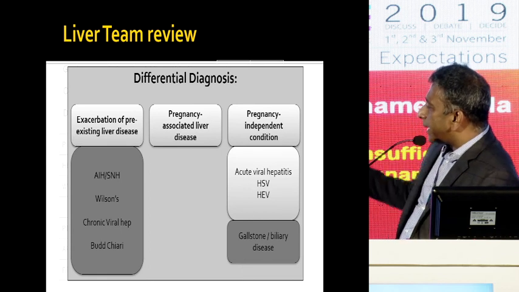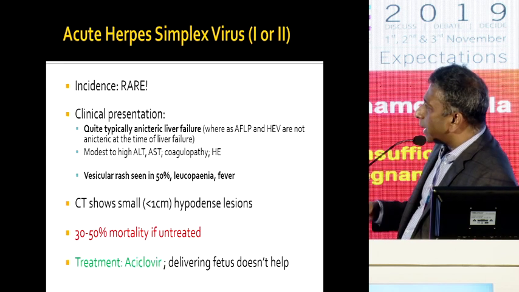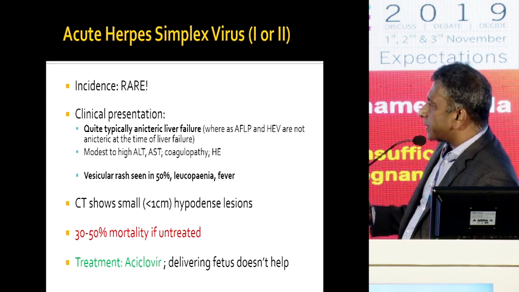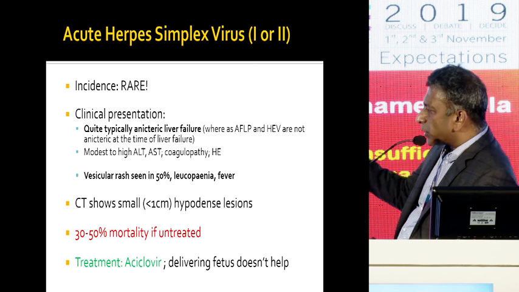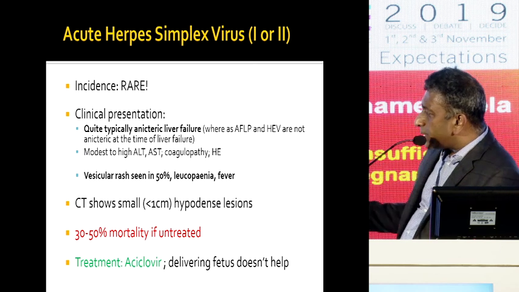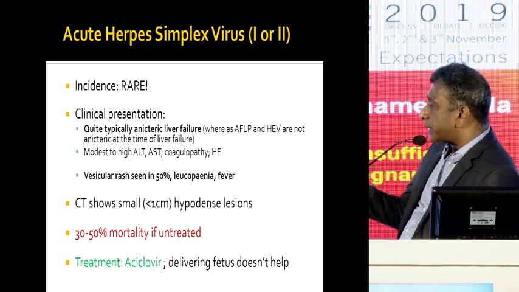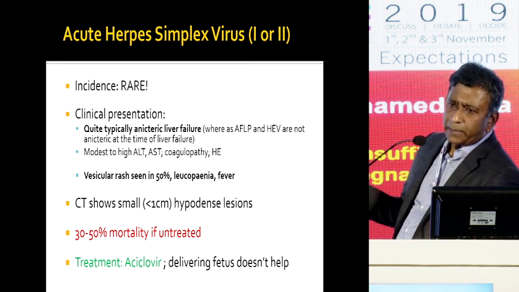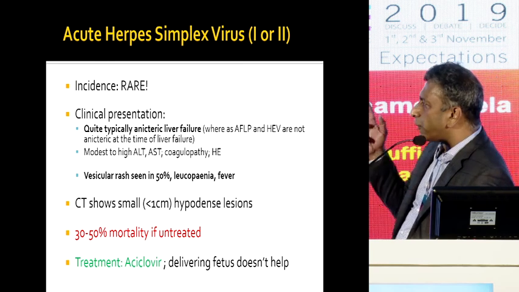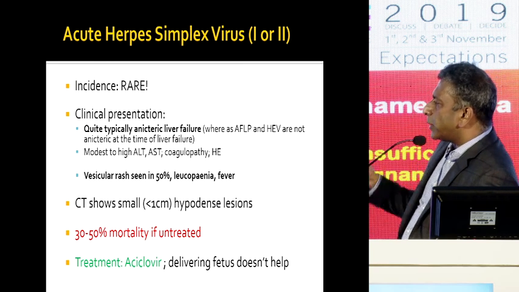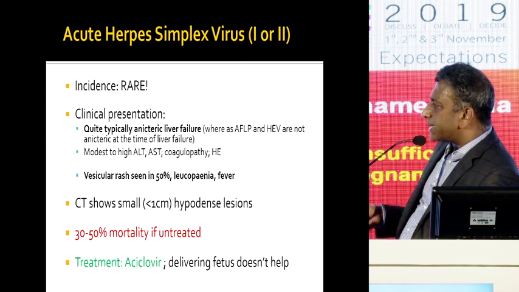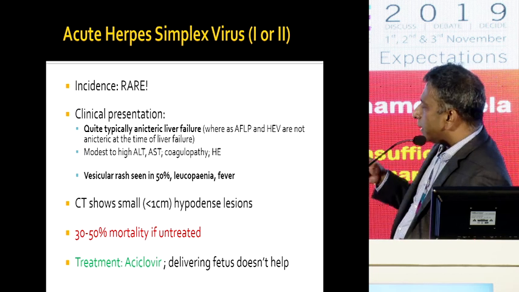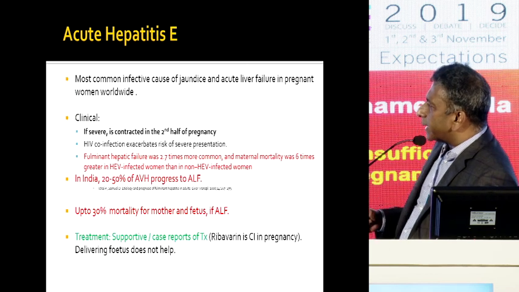You've done your B, and the two that you need to really look at are herpes simplex and hepatitis E virus. Herpes simplex is very easy to exclude. You have to wait for it, and you have to treat it. The mortality is very high if you don't treat it. It can be treated with acyclovir. They're typically anicteric liver failure in herpes simplex virus, and they've got rashes and other things that you can make a diagnosis with, and CT scan also shows multiple hypodense lesions throughout the liver. So herpes simplex is not the case.